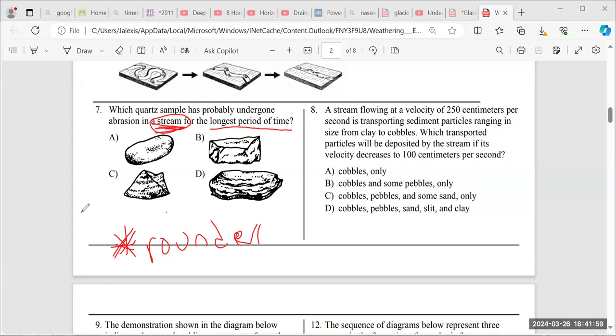So the fact that I'm looking for a material that is in the stream for the longest period of time, I'm looking for an object that is very round. And out of A, B, C, and D, the one that has the roundest shape is going to be A. And this rule only applies if you have a particle in a stream or river for a long period of time. All right.